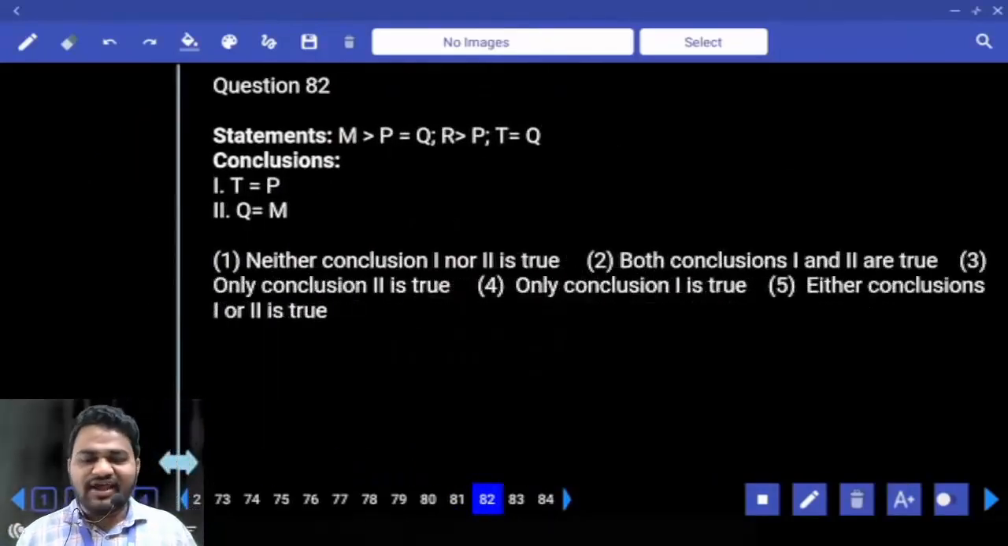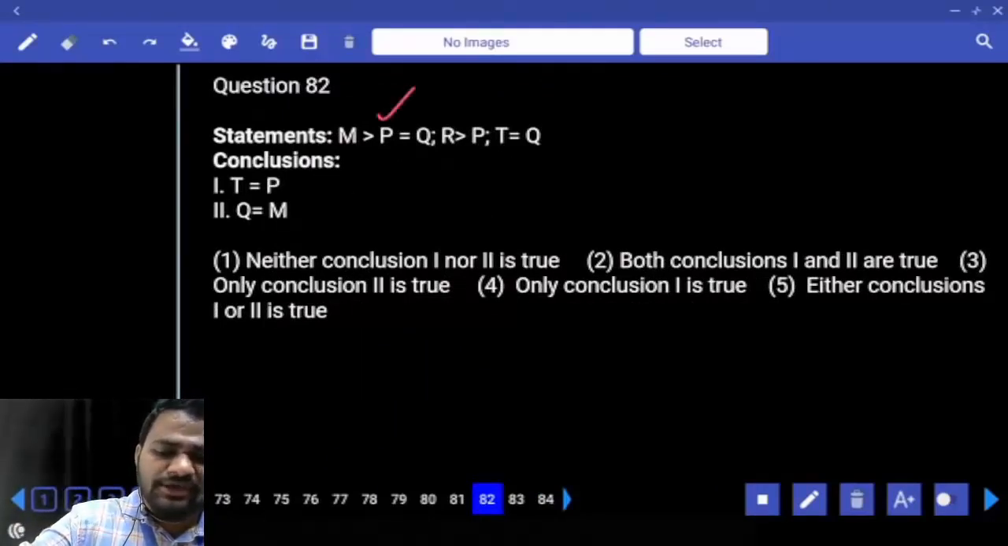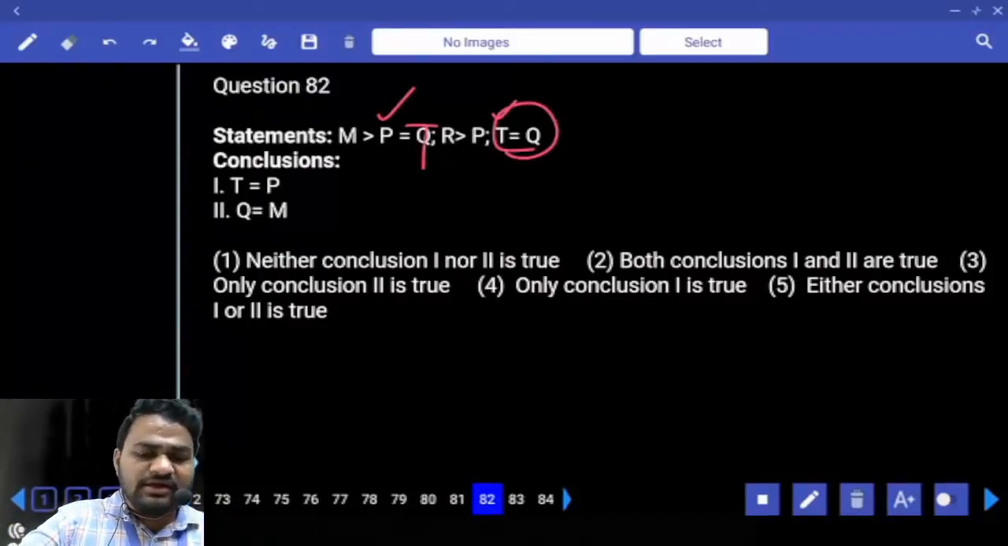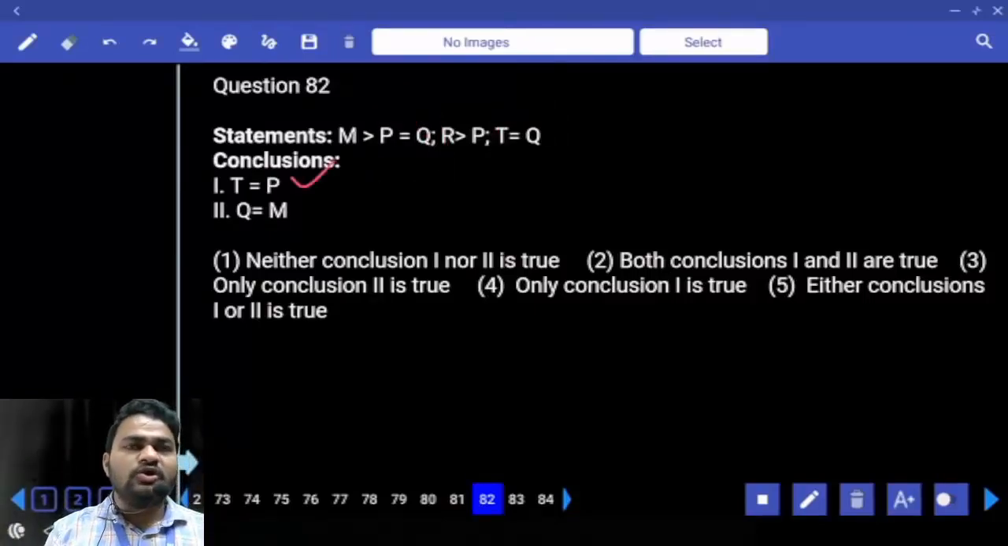Next, again we have inequalities. T equal to P. Yes, we have P is here, T is here. T equal to Q, I can replace Q with T. Then T equal to P. One is true.